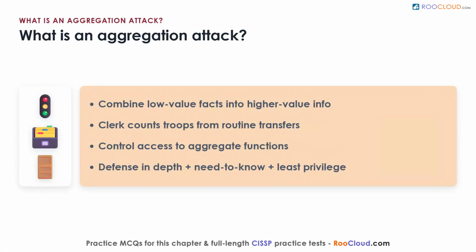What is an aggregation attack? The query language offers functions that combine records to produce summary information, a process called aggregation, and it carries a hidden risk. An aggregation attack gathers many low-value or low-sensitivity facts and combines them into something of higher value or sensitivity. Consider a records clerk authorized to update where individual soldiers are stationed. Each single transfer seems harmless, but with access to aggregate functions, the clerk could count the troops at every base worldwide, force levels that are closely guarded secrets.